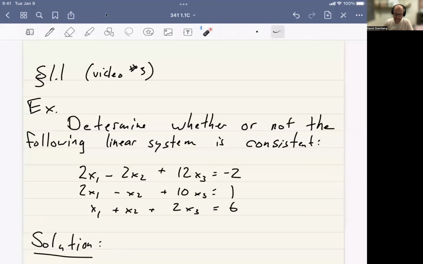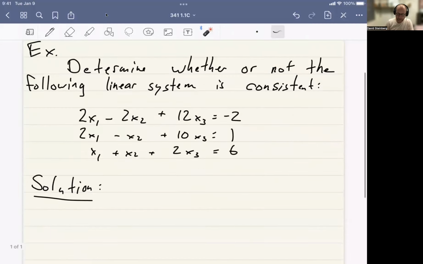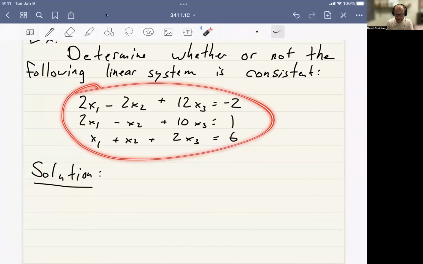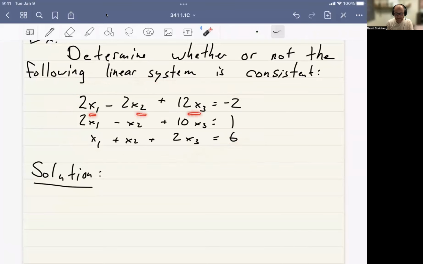So recall, consistent just means we want to know if it has a solution or not. We don't even need to find the solution. I mean, of course, that's practically what you do every time anyways. If you want to determine whether or not there is a solution, you try and find one, and we'll see. Okay, so then here we have our linear system. We could do all this in terms of the equations, and you'd be carrying around a bunch of extra notation.